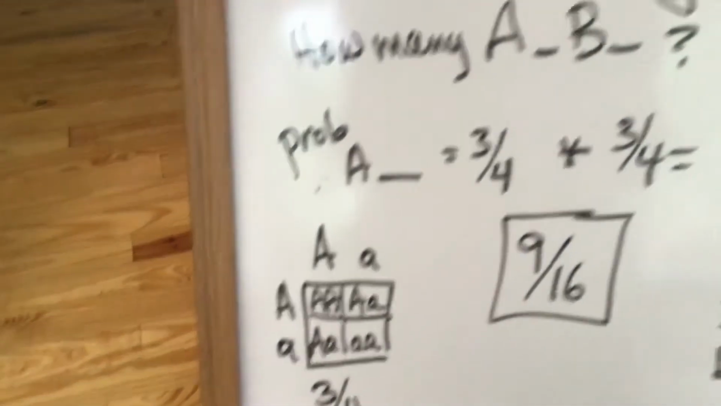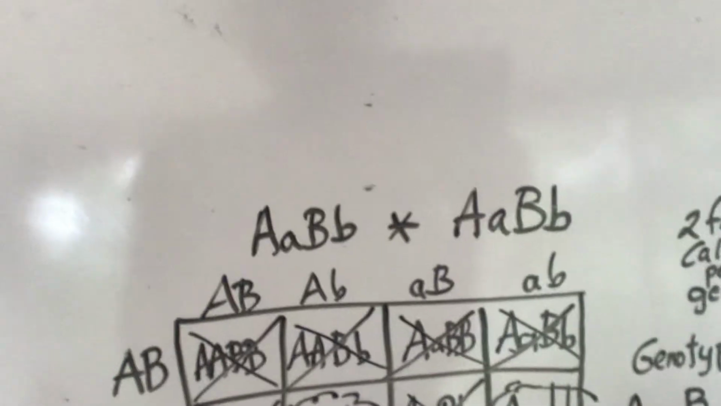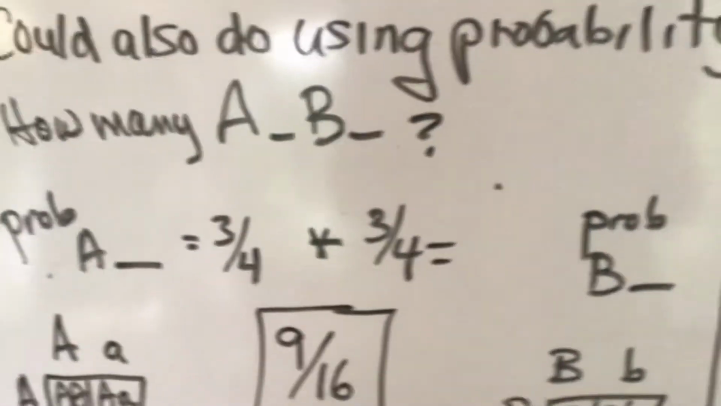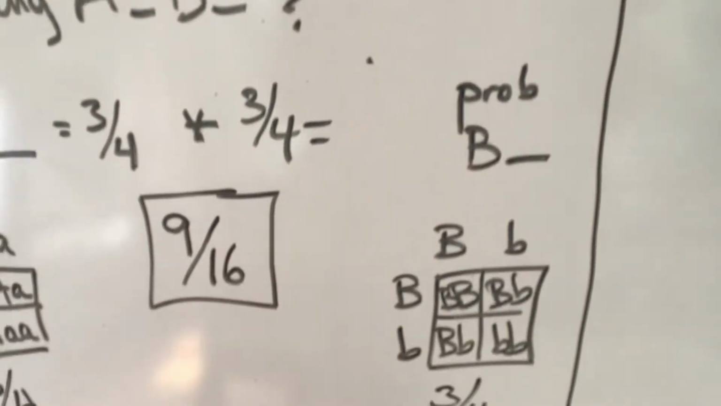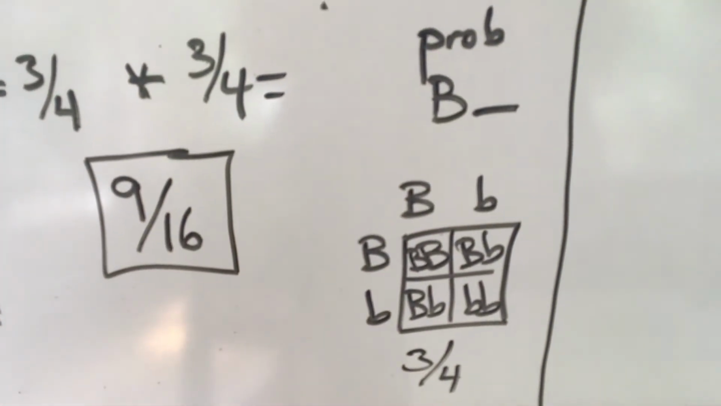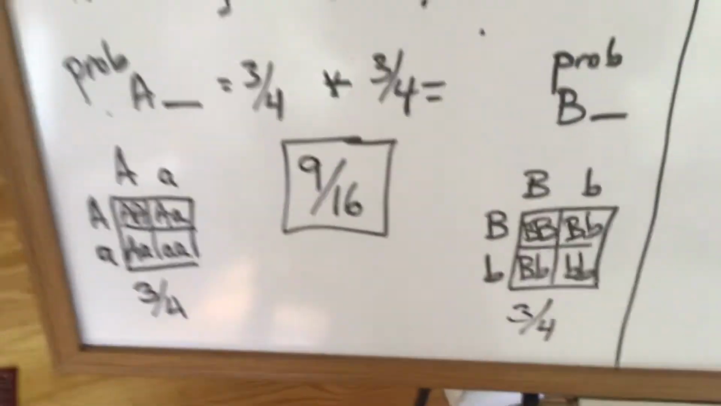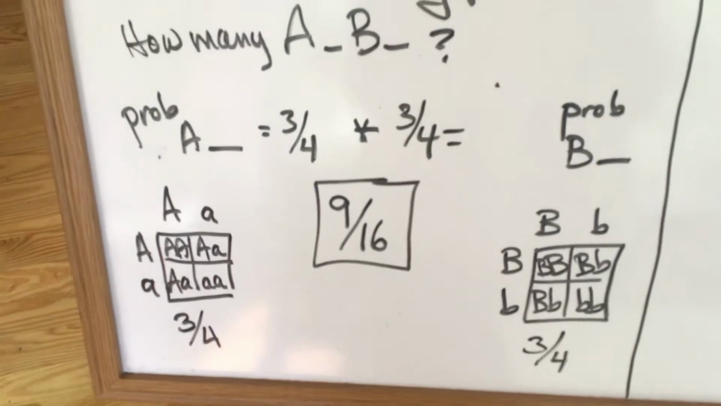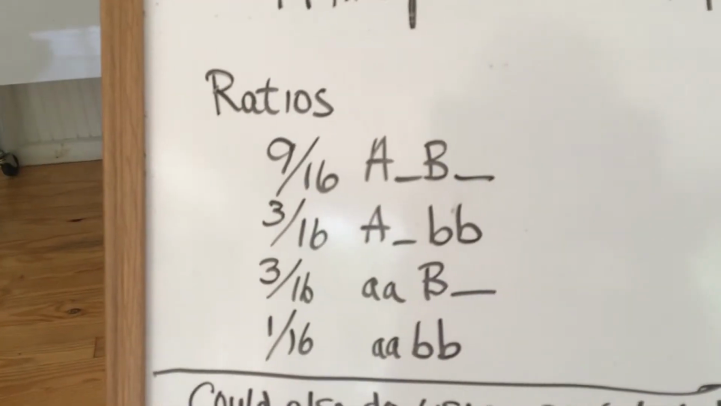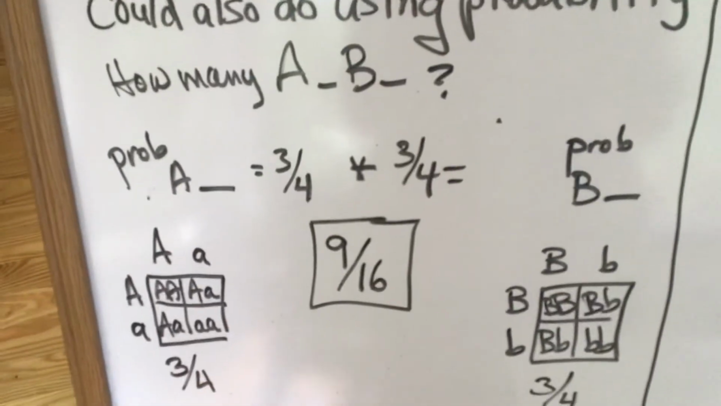All right. Likewise, from this cross, if I'm doing the probability of just B something, I do my Punnett square for that, and I'm going to have 3/4 probability again. So I'm going to do 3/4 times 3/4, and I'm going to get 9/16, which is what we figured out by using the Punnett square. And you could do it for any of those possibilities.